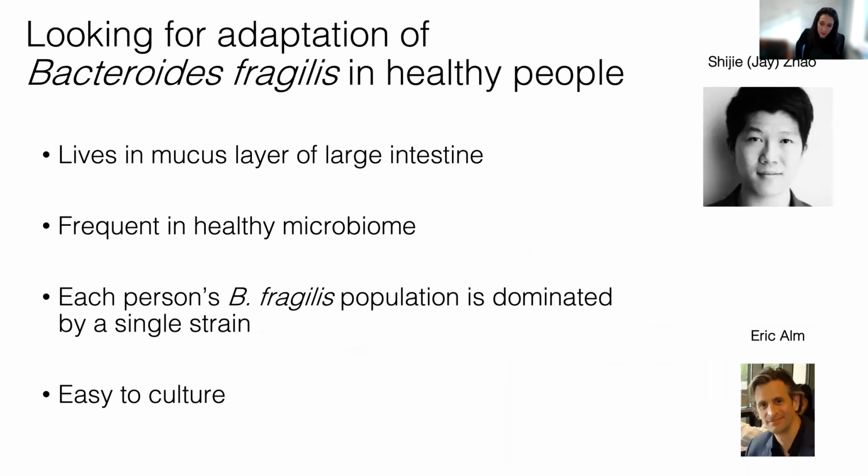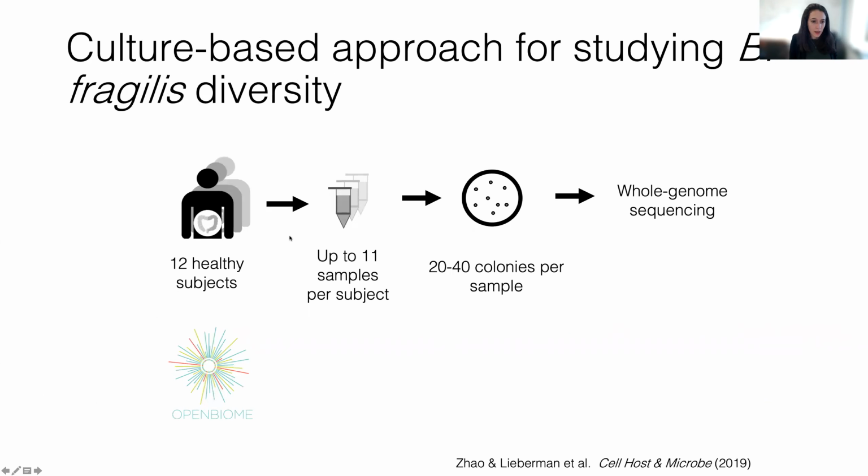And so this work was done while I was a postdoc with Eric Alm, in collaboration with Jay Zhao, a graduate student in the lab. And this work is on a particular common gut bug called Bacteroides fragilis that lives in the large intestine, and we just focused on it because it's common and easy to culture. We focused on really healthy subjects, so we're not going to see any antibiotic resistance evolution here. They're so healthy that their poop is literally medicine.